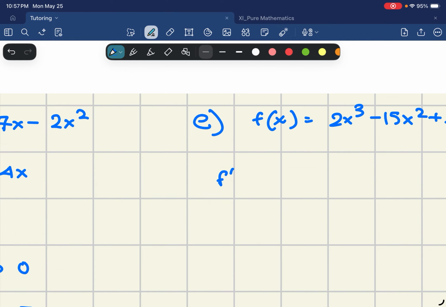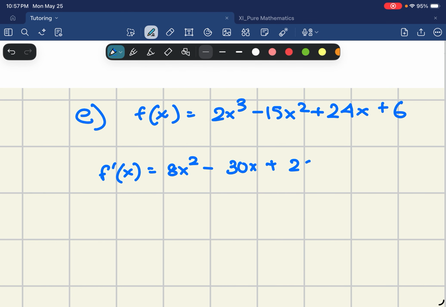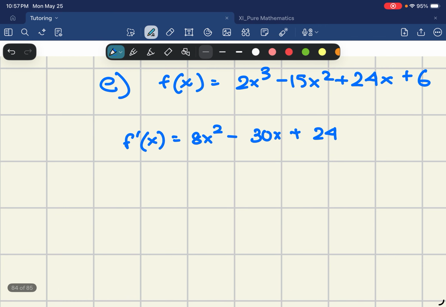So now let's take the derivative. F dash of x is 8x squared minus 30x. So I'm doing it directly, but I encourage you to try it on your own, plus 24. Alright, so if you differentiate this expression, you're going to get this. And I'm not going to take the time out to differentiate it separately. I hope that you got the idea of how to do differentiation.